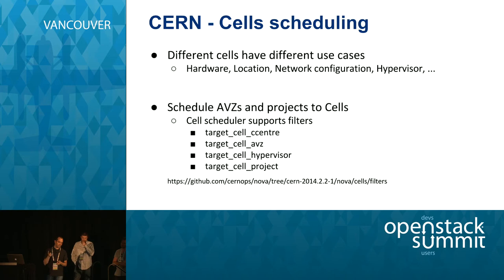The other thing is that the Nova cell scheduler has the same function as the Nova scheduler, so it supports scheduler filters. What we did was build a set of scheduler filters, like the selection of the data center, an availability zone, the hypervisor type, and mapping a project to a cell. The code, again, is available on GitHub. You can use it to write your own scheduler filters. Probably it will be a good help on that.